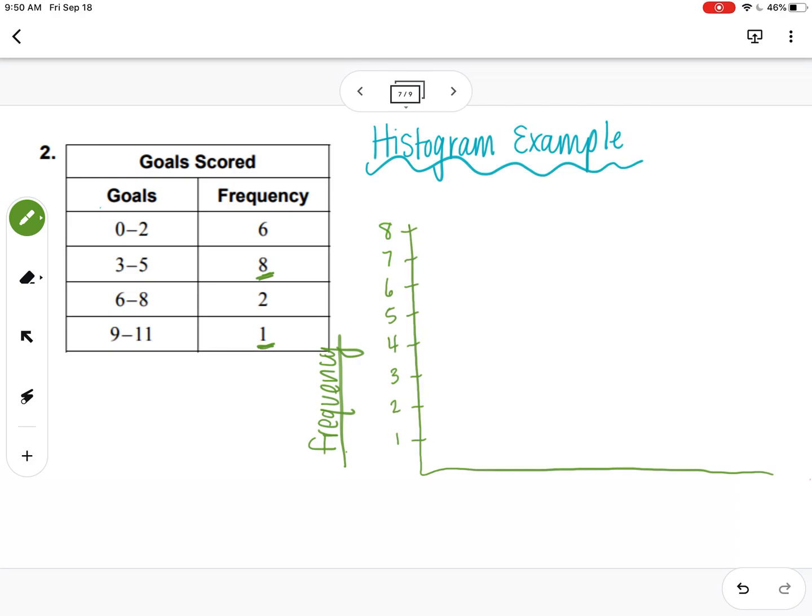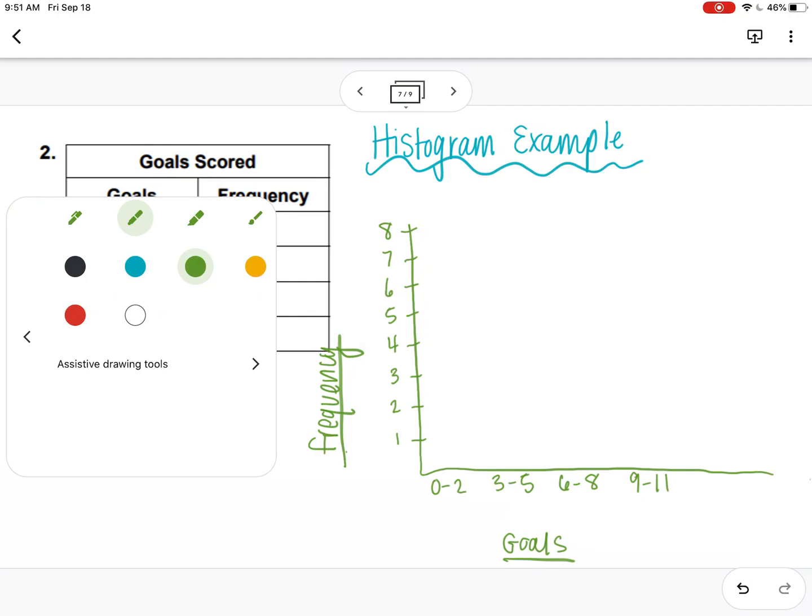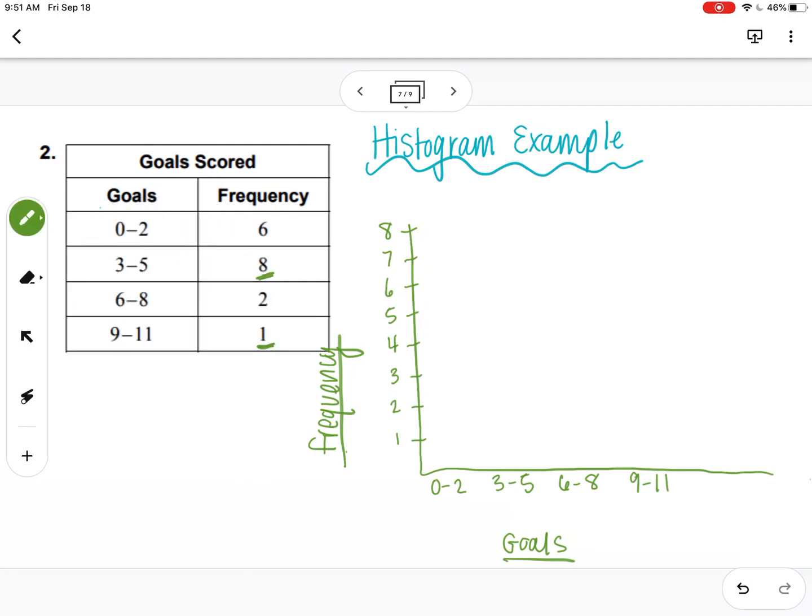All right, now I'm going to label the horizontal axis with the other information given, and this represents goals, and I'm just going to write the intervals at the bottom. So 0 to 2, 3 to 5, 6 to 8, and 9 to 11. And remember, all of this information is already given. That takes no work on our part other than drawing and labeling the axes. Okay, I forgot to do one last thing, which is name this whole graph, and it's going to represent, just like it says up here, goals scored.